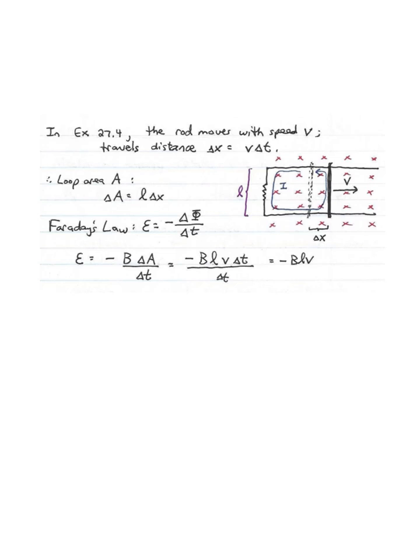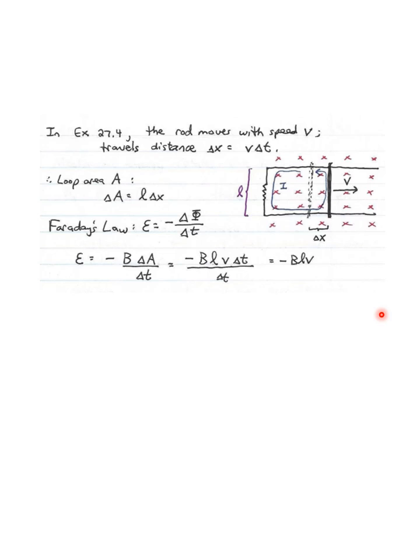So in that example, the rod moves with the speed v, and it travels some distance, we'll call it delta x. You can see my drawing right here, delta x. In some time, delta t, so we'll say delta x is v delta t. Now the loop area, this area that's increasing, we're going to call the change in that area delta A, and that is the length L times delta x. And I want to relate this to the current, the induced current, the induced electromotive force, and see what we come up with.